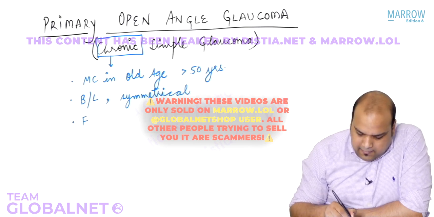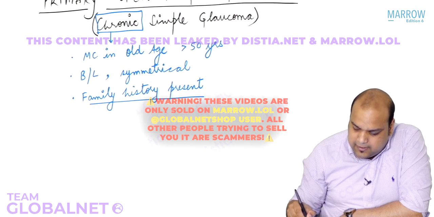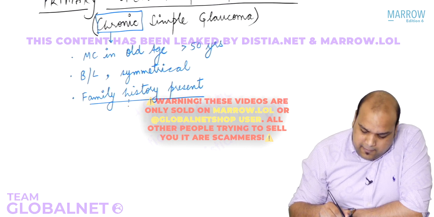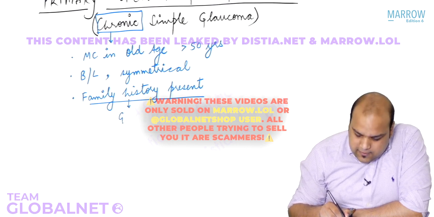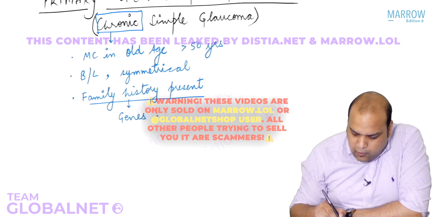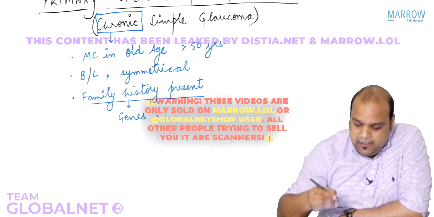Then family history is strongly present. That means if my parents have it, I have a greater chance of having it. Because family history is present, I'm basically somewhere saying that some genes are involved. So what are the genes which are involved, which are mutated in the causation of hereditary primary open angle glaucoma?